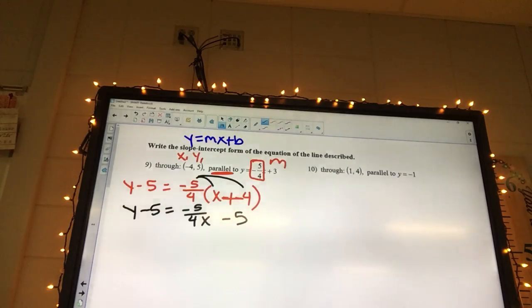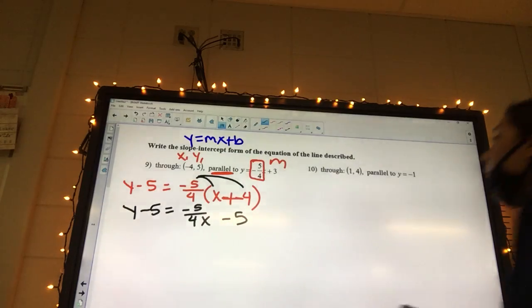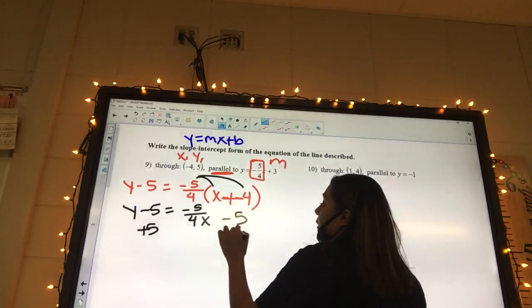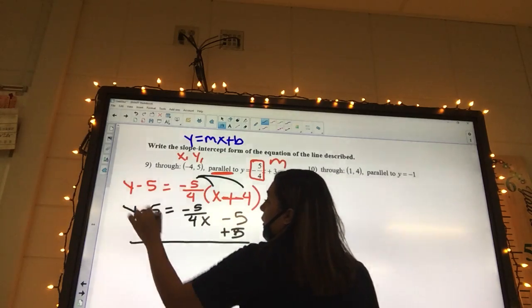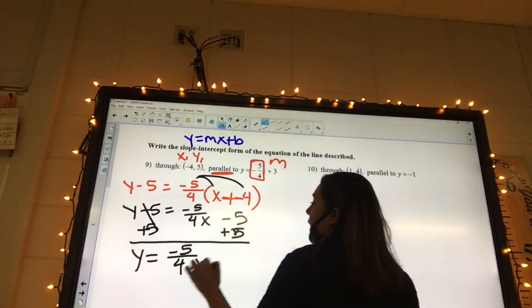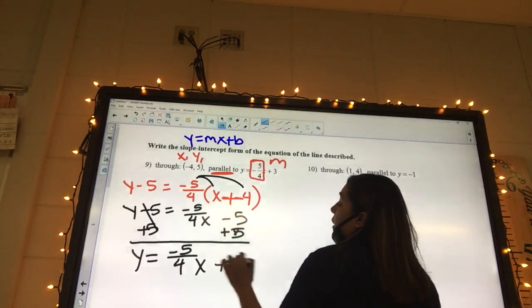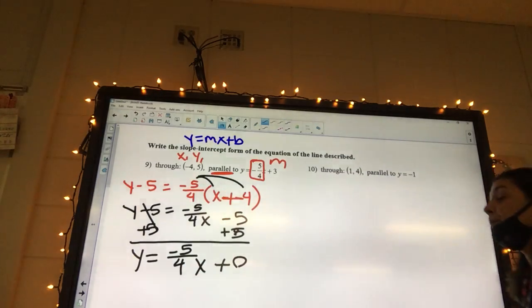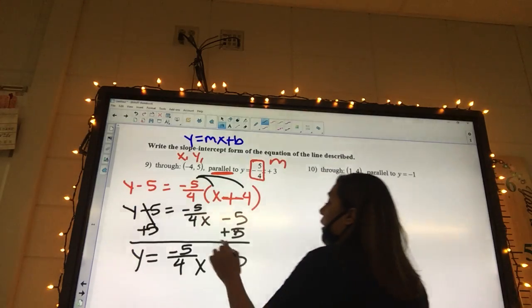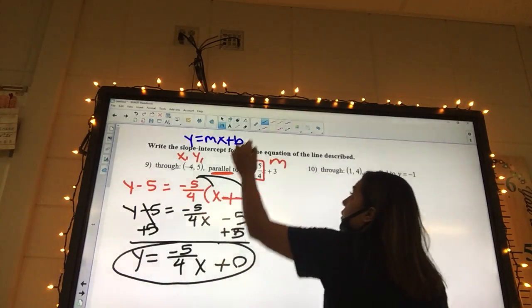Okay, and now what? You do plus the 5. Plus the 5 on both sides. So I got y equals negative 5 over 4x. But you can say plus 0 minus 0. It doesn't really matter. You gotta write plus 0? No. Okay, but I just did so we can look at this.